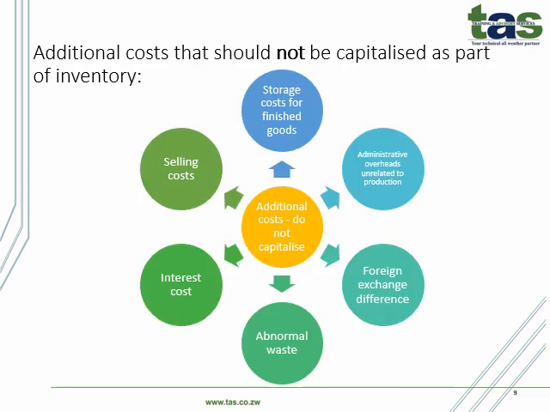There are other costs that a company can incur which should not be capitalized as part of inventory. These are storage costs for finished goods, and this is key because storage costs for raw materials and work in progress could be capitalized to inventory. However, if the storage costs are for finished goods, they will not be included as part of the cost of the inventory.